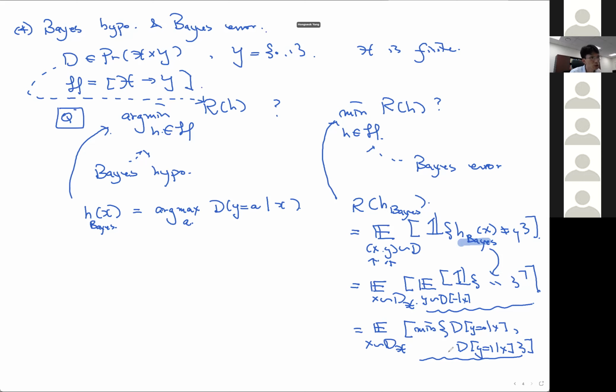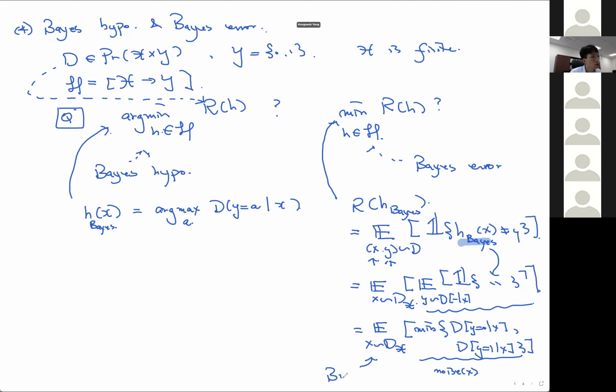This is called noise on X. So for a particular X, it's something we cannot really do better on, because the best choice is to pick the Y that has a higher conditional probability, and so this is an error that we cannot avoid. That's why it's called noise. And the expectation of this noise is the risk of the Bayes hypothesis, and this is called the Bayes error.